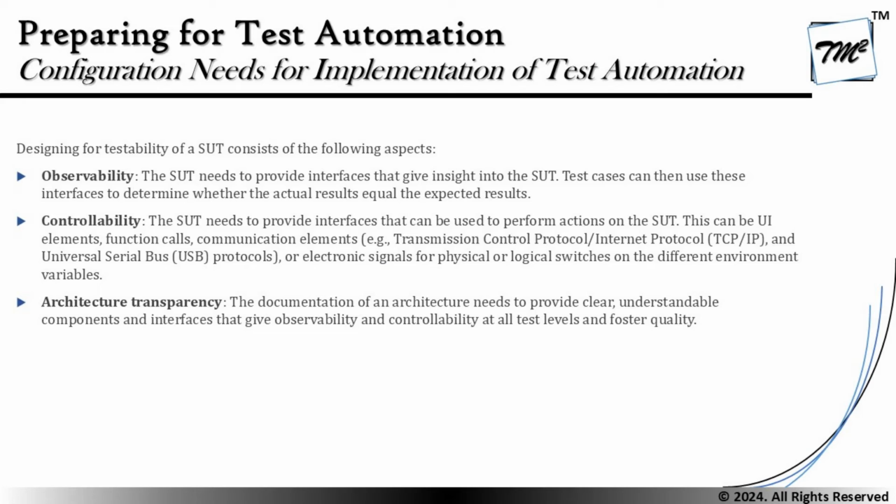The second important factor we have is controllability. The SUT needs to provide interfaces that can be used to perform actions on the SUT. This can be UI elements, function calls, communication elements, or electronic signals for physical or logical switches on the different environment variables. Now again, I don't want to talk only about performing a script execution. We also want to discuss the fact that the environment should be created in such a way that it is controllable by human beings.